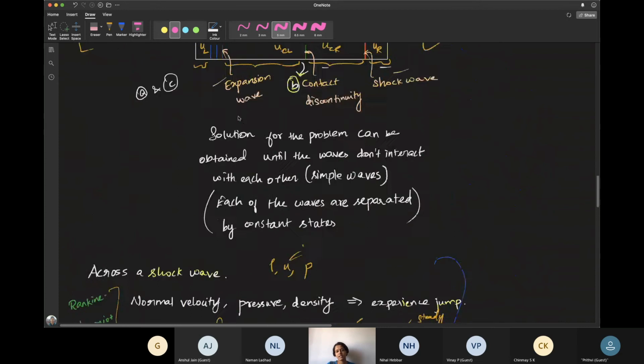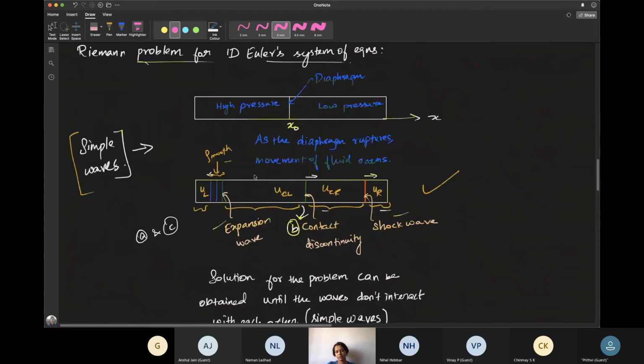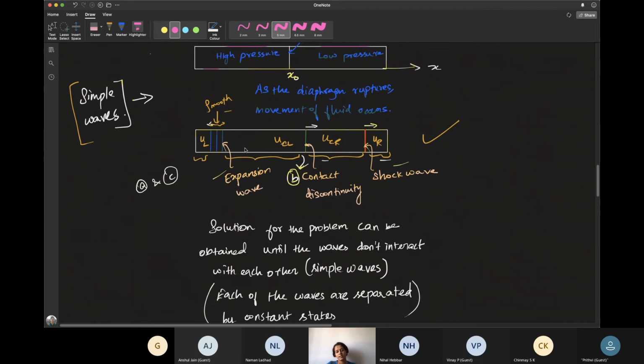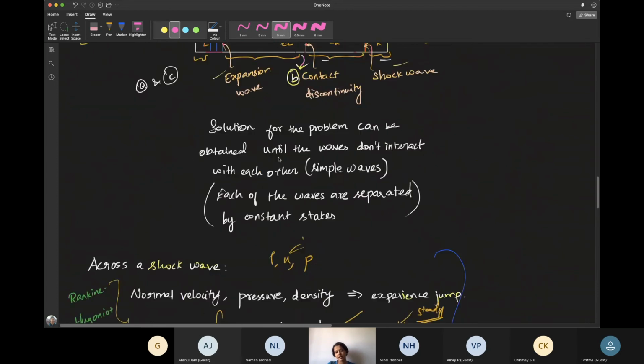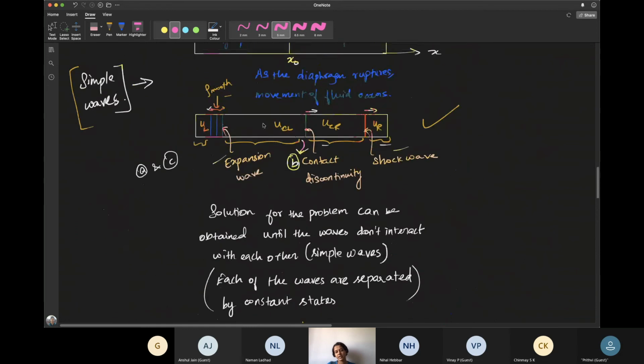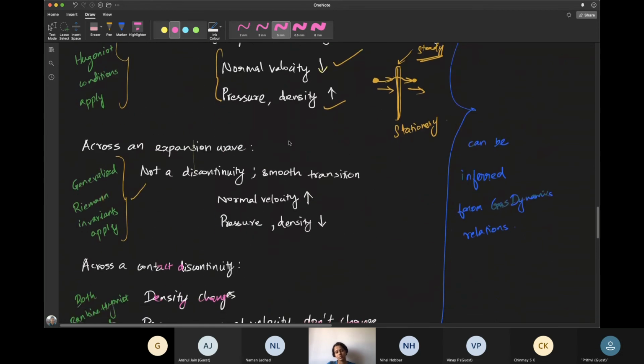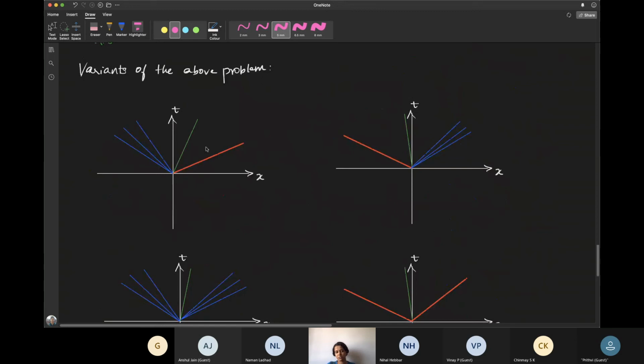So now that we have seen a specific Riemann problem, that is, we have seen a high pressure on one side, low pressure on the other side. That is, on the left we had expansion wave, middle contact, and on the right we had a shock wave. And all the intermediary states were constant. So there are some variants for the same problem. That is, this is the problem that I've told. That is, on the right we have shock. This is a shock, and in the middle there is a contact, and on the left we have expansion waves. These blue lines are expansion waves.